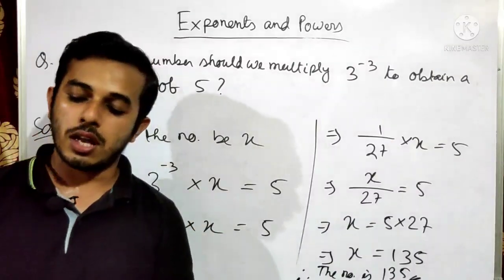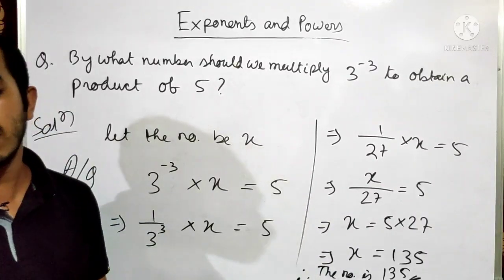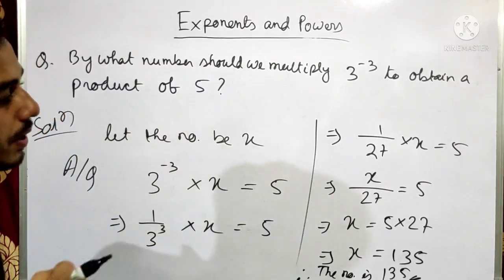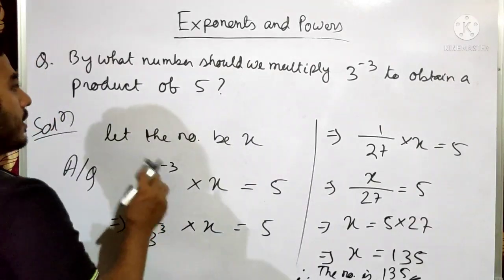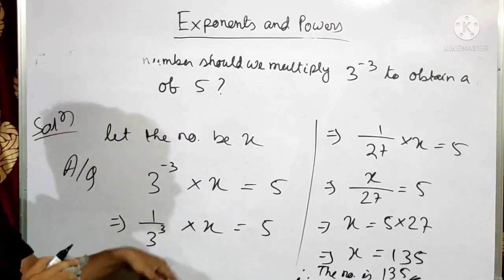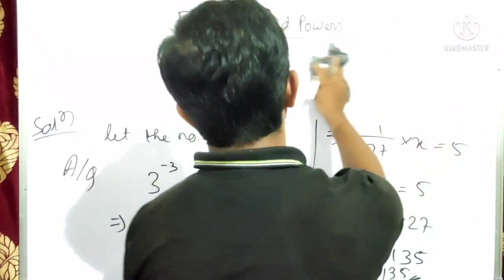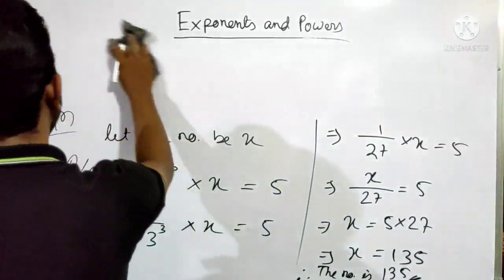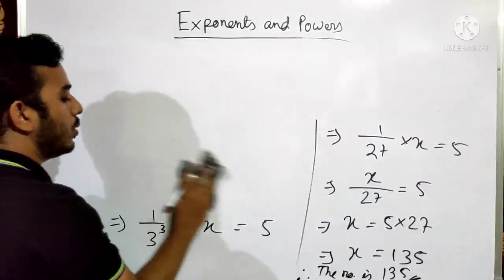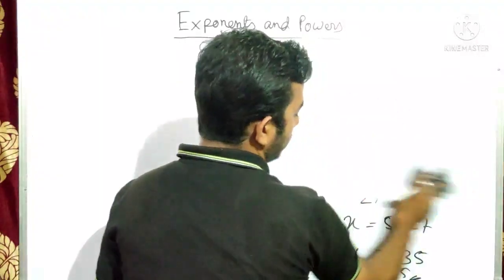Clear? Now let's move to our next concept, that is find the reciprocal. What is the reciprocal? Reciprocal and the multiplicative inverse are the same. Reciprocal means what? If a is a number, this is clear, isn't it? So let us write, if a is a number, the reciprocal of a is 1 by a. Just divide the number with 1 and find the reciprocal.